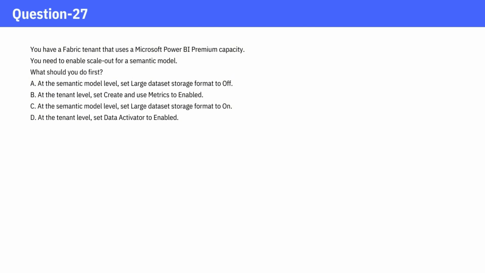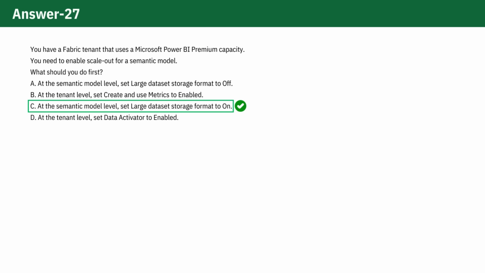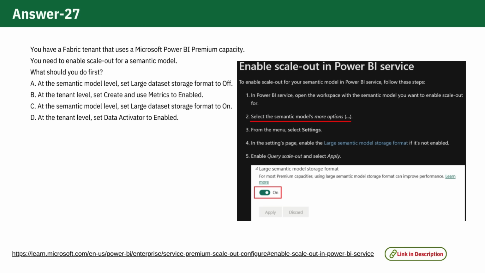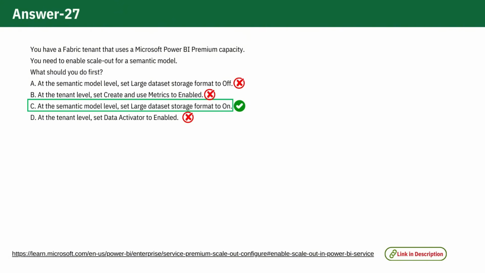Pause the video and take a moment to think and answer. The correct answer is option C. To enable scale-out for a semantic model, we need to follow the steps given in the documentation, which says that we need to go to the semantic model level and set large dataset storage format to on. All the other options are incorrect.